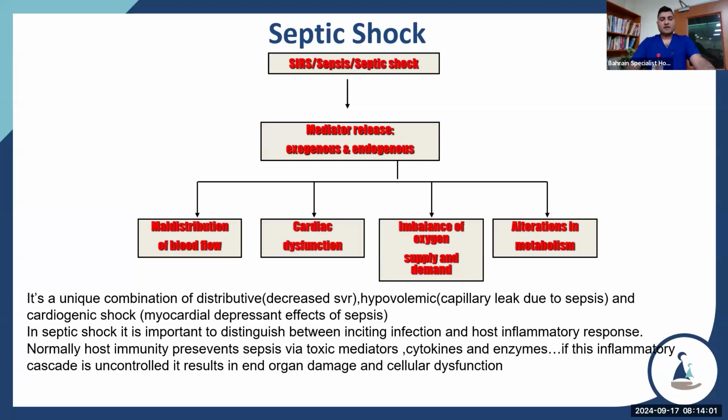In septic shock, it is important to distinguish between the inciting infection and the host inflammatory response. Normal immunity prevents sepsis via toxic mediators, cytokines, and enzymes. If this inflammatory cascade is uncontrolled, it results in organ damage and cellular dysfunction.